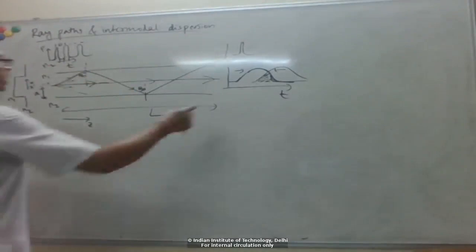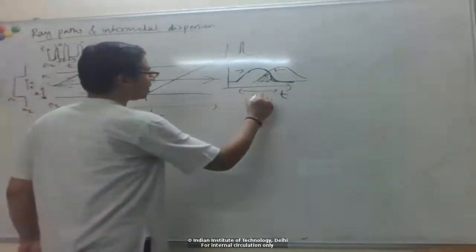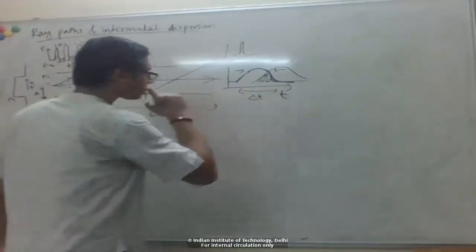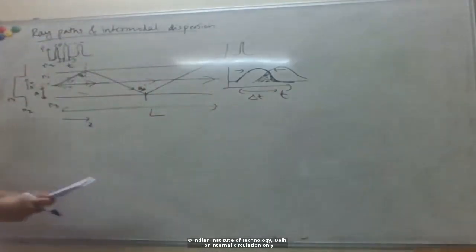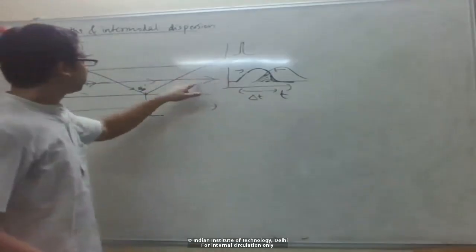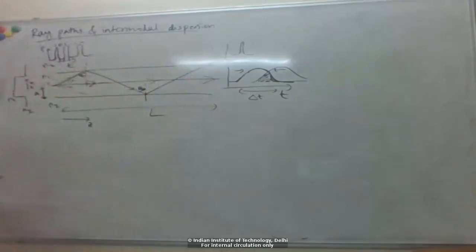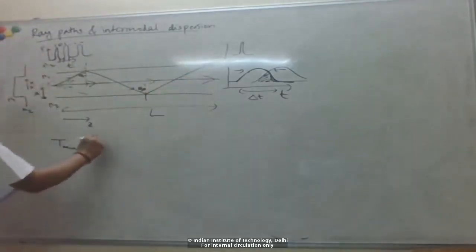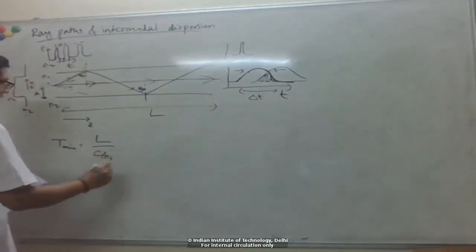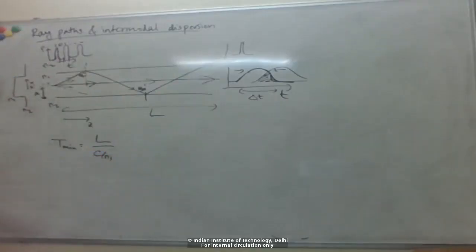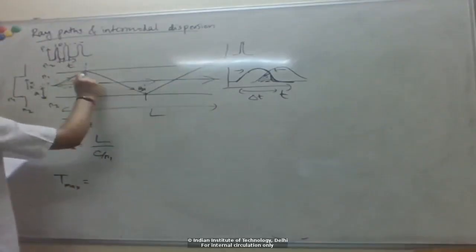So to estimate how much broadening is occurring here, delta t, we can ask what is the difference in arrival time between the ray which takes the shortest time and the one which takes the longest time. The shortest time, as I said, is the ray which is traveling straight through, so its time is L divided by the speed, c over n1. The maximum time is taken by the ray which goes like this and reflects off at the critical angle.